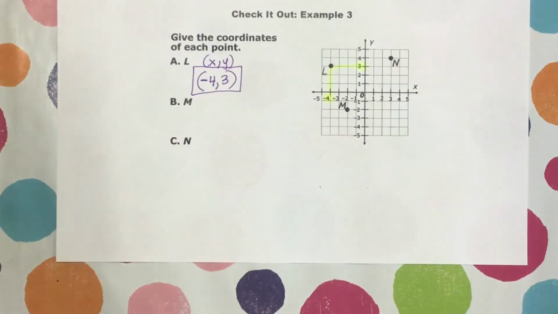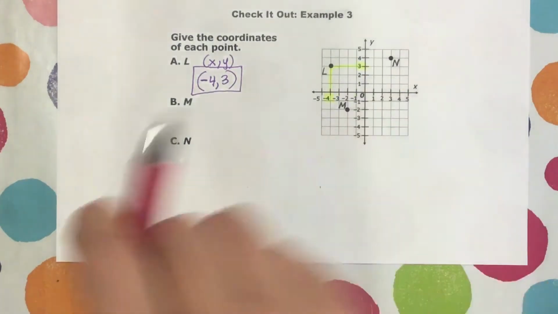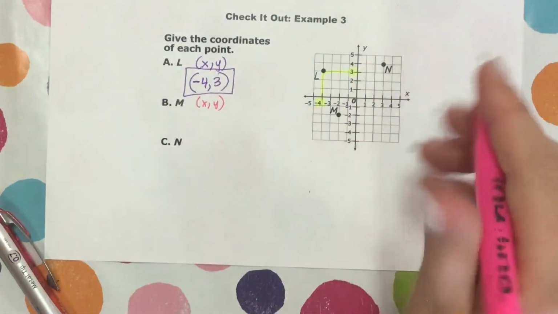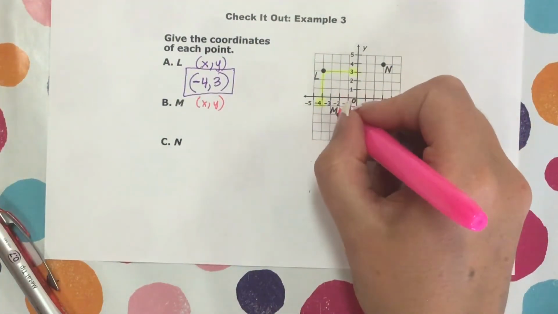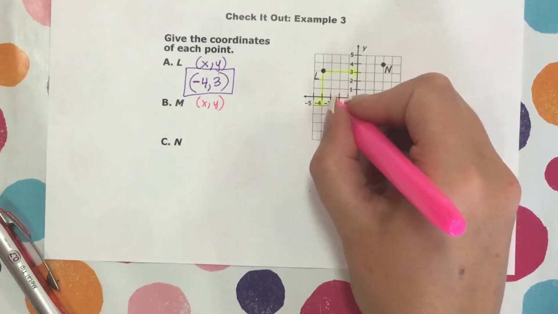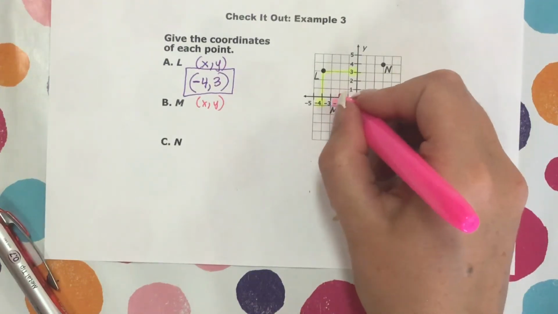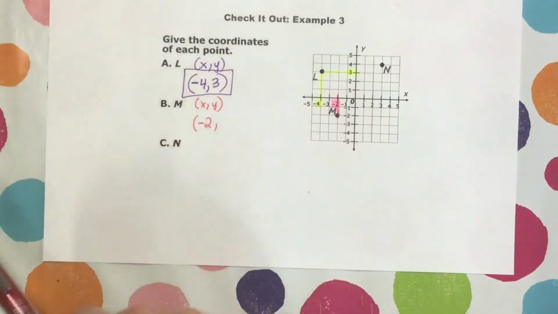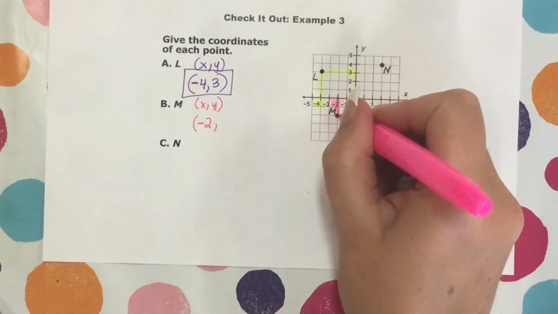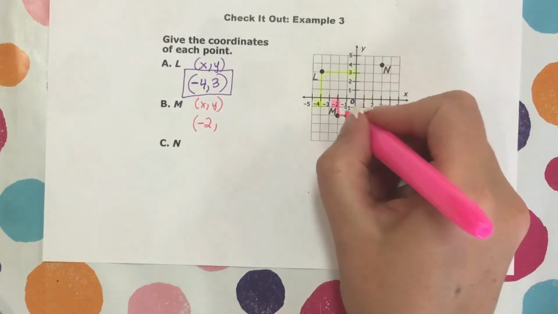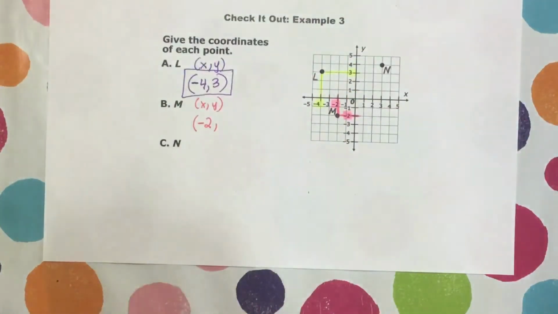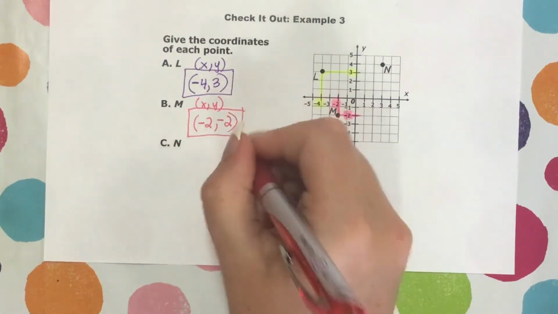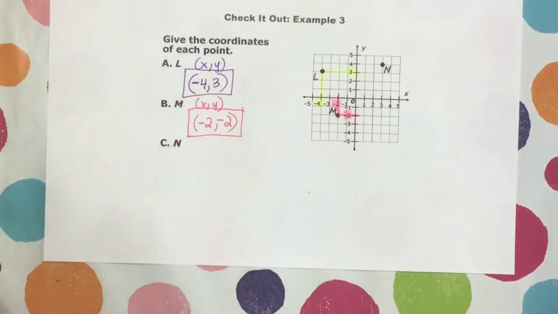Let's go ahead and try M. So on M, it has an x and a y. Let's go ahead and figure out what the x part is. So from M, I'm going to go directly to the x-axis, and M meets the x-axis at -2. So that is the x part of the point. Then we're going to go directly over to the y-axis, and it meets the y-axis at 2 as well. So that is going to be the y portion of the point. So there are the coordinates for our point: -2, 2.